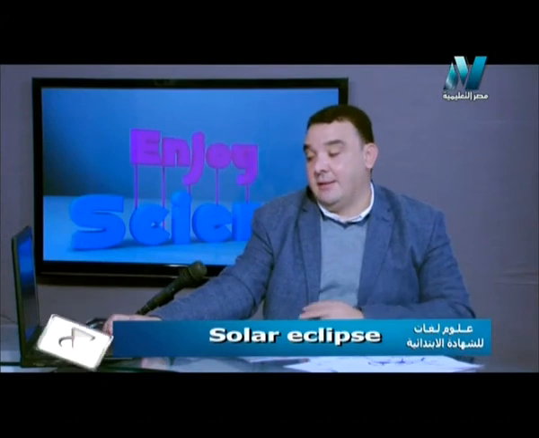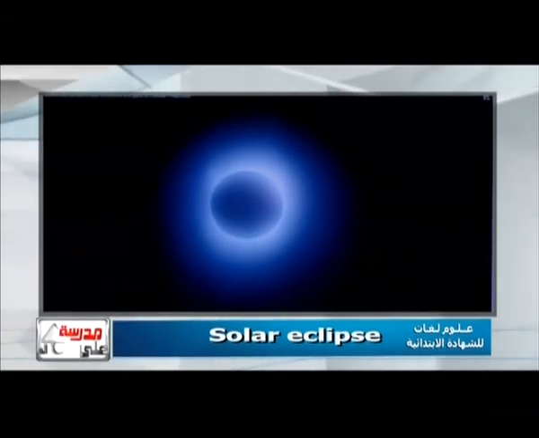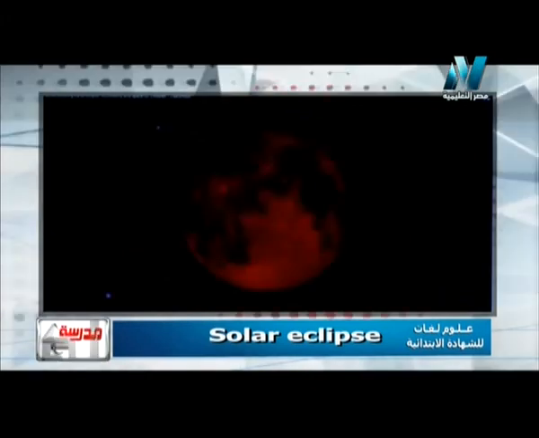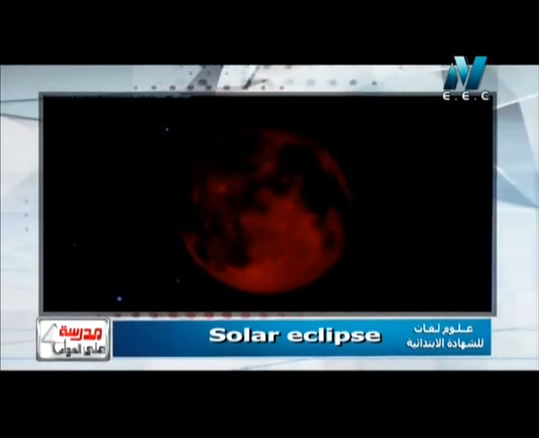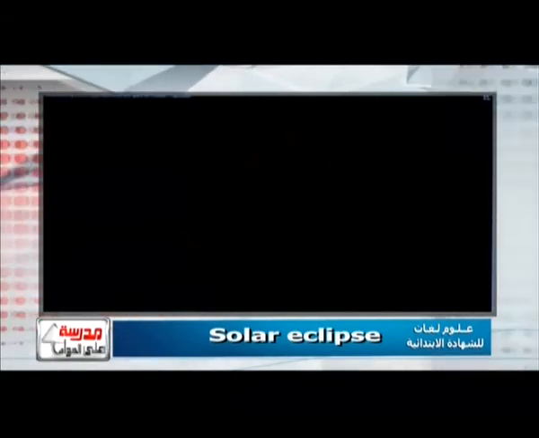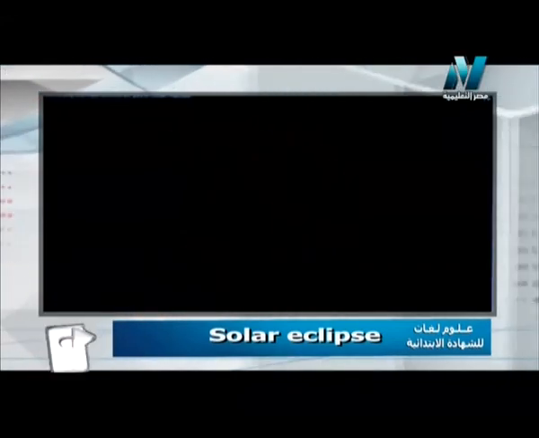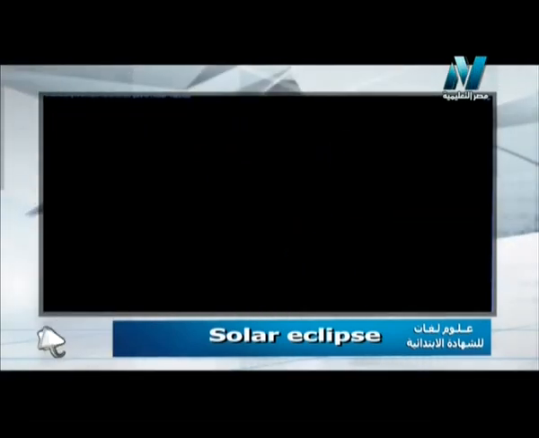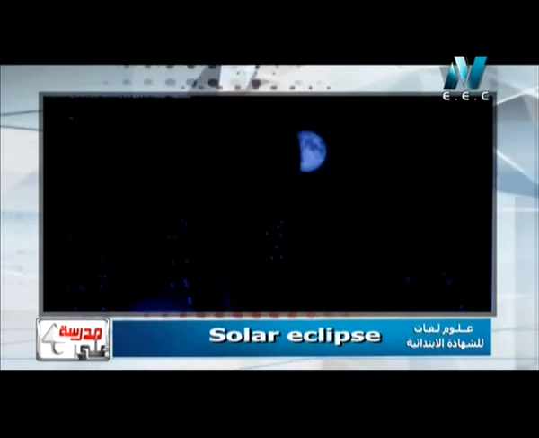Here I can see the types of eclipses. Here I can see the moon covers all the area of the sun, so I cannot see the sun completely, so it will be the total solar eclipse. Here I can see only the lighted ring of the sun, so it will be the annular solar eclipse.